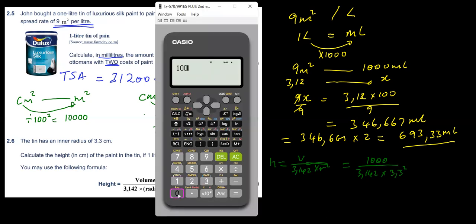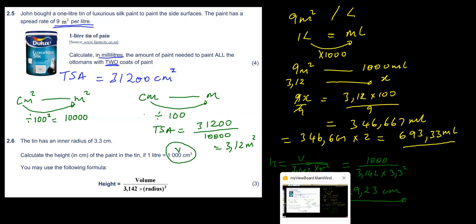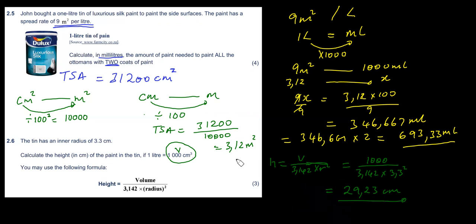So it's 1,000 over 3.142 times 3.3 squared. This is what we get. We get 29.23. So it's 29.23 centimeters. That becomes our final answer like that. So it's 29.23 centimeters. That's our height. Okay, let's move on and see what we have.